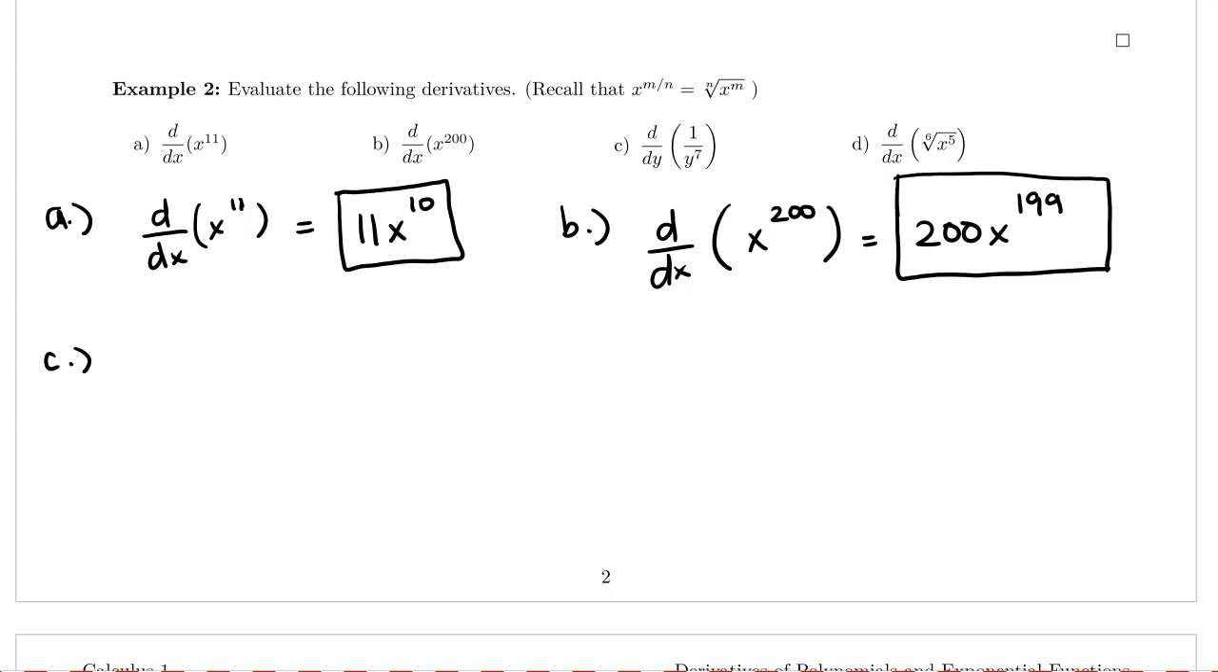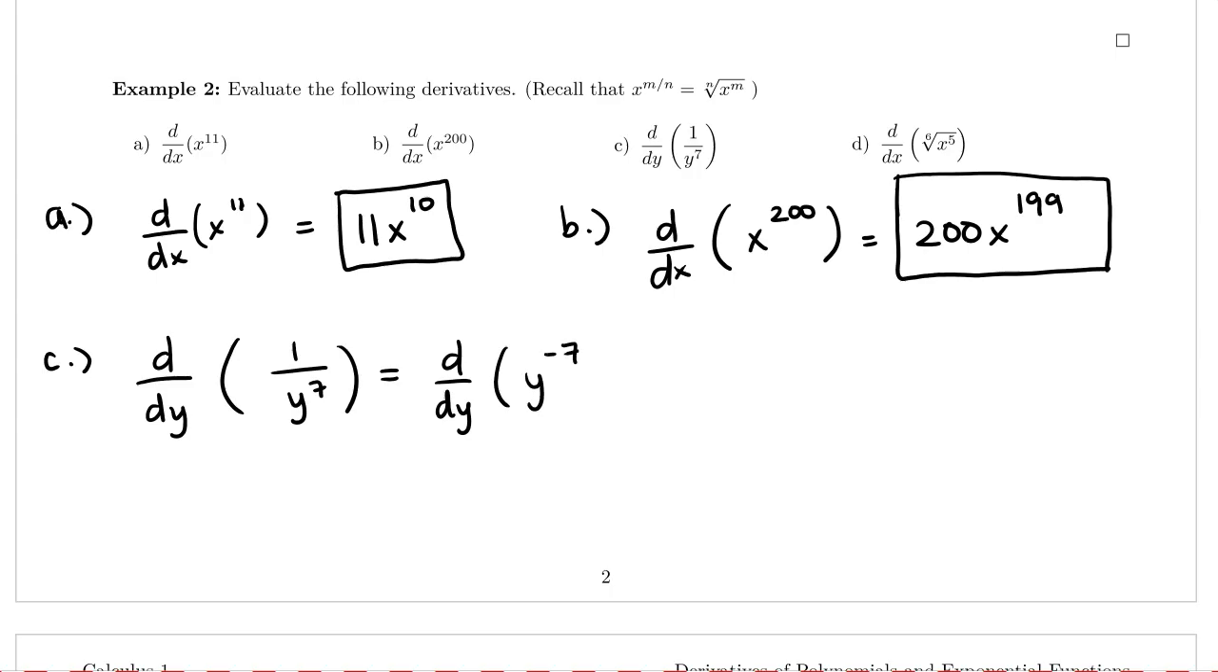All right, for part C, we are taking the derivative with respect to y. That just means that our variable that we are looking at is the y variable. And right now I have 1 over y to the 7th power, which is not of the form some variable to a number exponent, but that's okay. We can rewrite this as the derivative with respect to y of y to the negative 7th power. So now it's in the form that we want it to be, and we can use the power rule now.